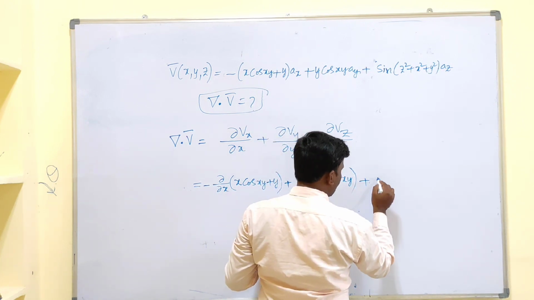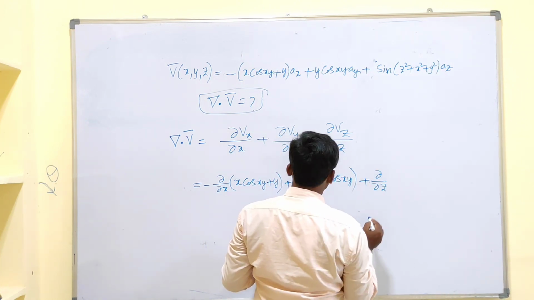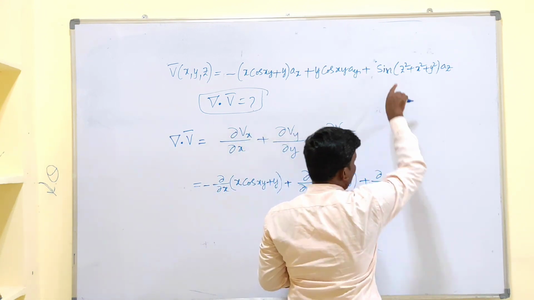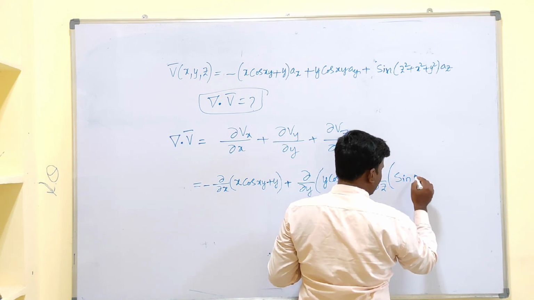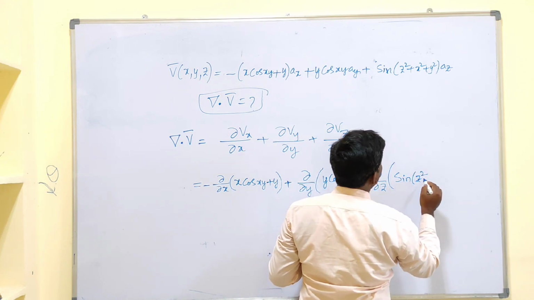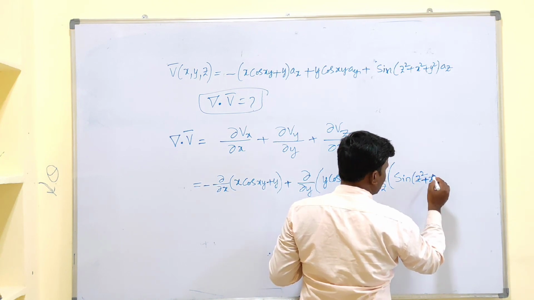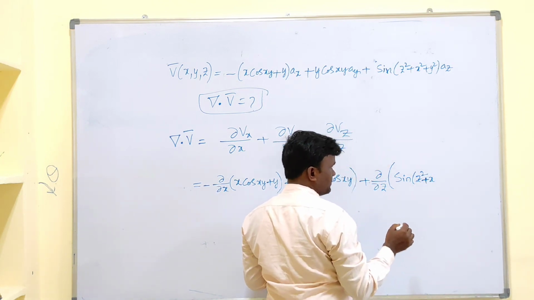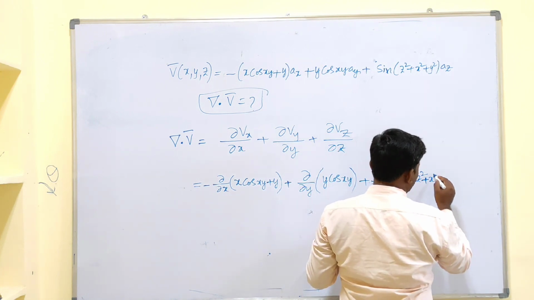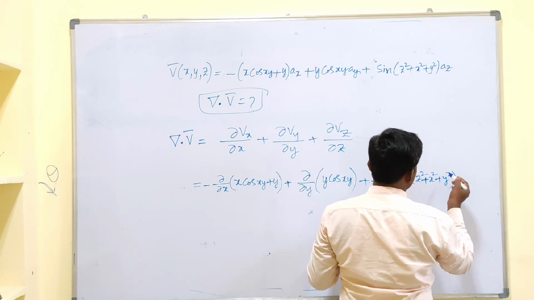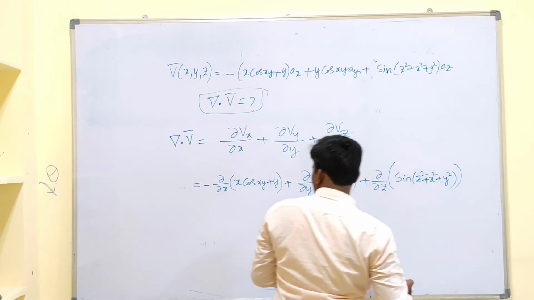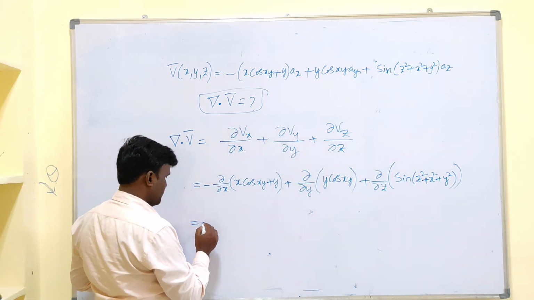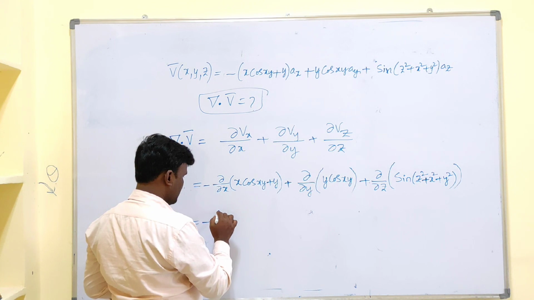and the last term, that is what? Dou by dou z, that is z component vz. Okay, that is sin of x square plus y square plus z square. Okay, now simplify this one. Write this minus sign here itself. We will get what?